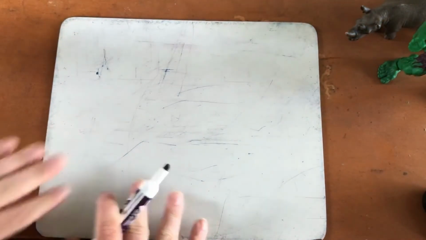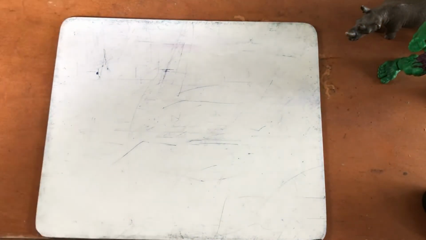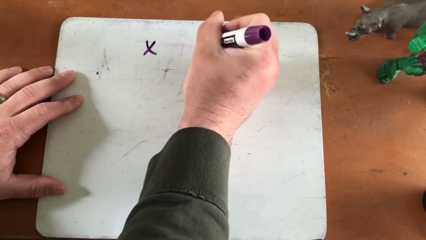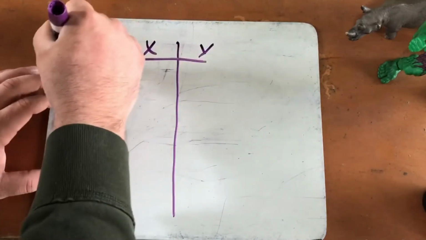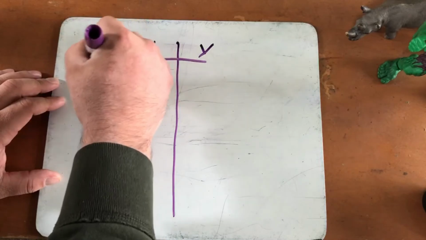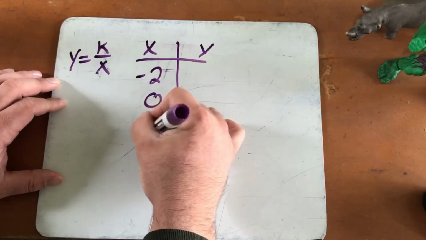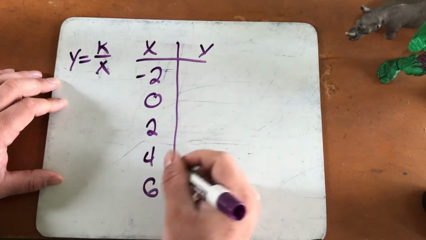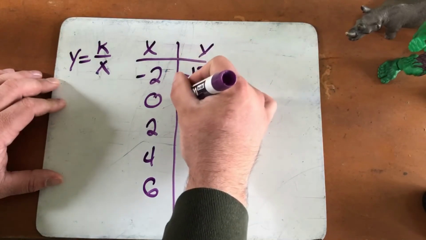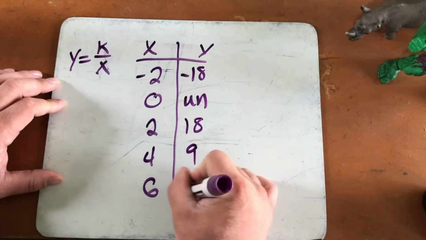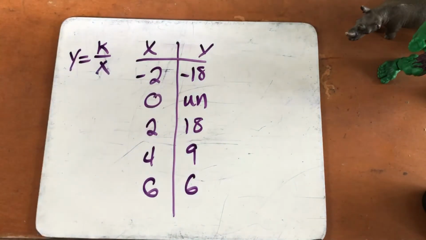Let's look at another x-y table. All right, so I have x, I have y. Once again, we're checking to see if it is an inverse variation. All right, now my values are -2, 0, 2, 4, and 6, with y values of -18, 0 is undefined, 18, 9, and 6. So notice that for 0, it's undefined. What that means graphically is that it would be a vertical asymptote.